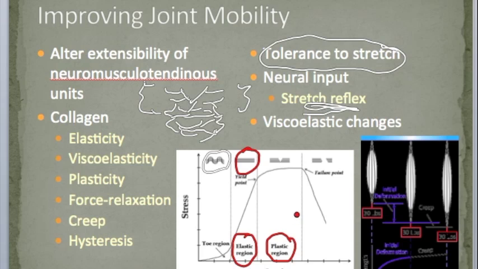Once you get past the plastic range, that's where you end up at the point of failure. So that's their little drawing that the material has failed. So what we're trying to go for, if you're trying to increase the extensibility of a tissue, we're trying to get into the plastic region. You want some of those changes.